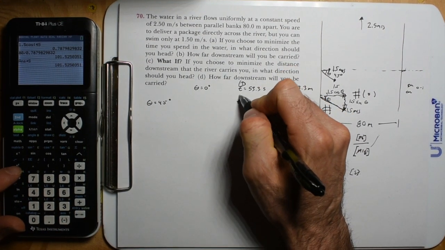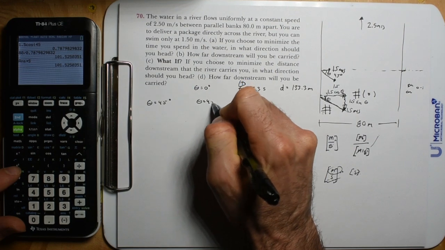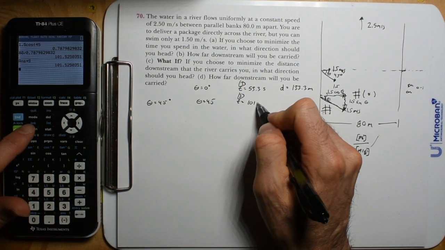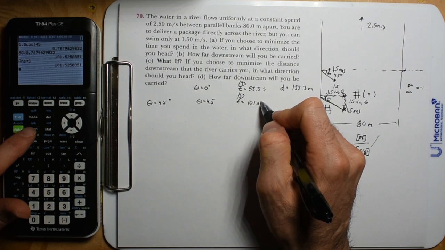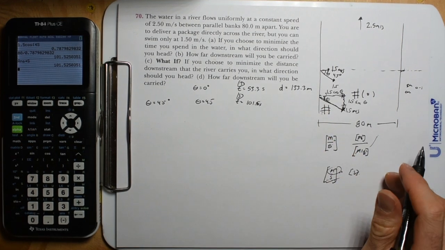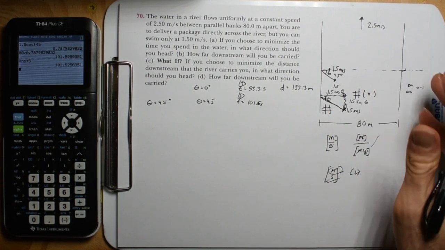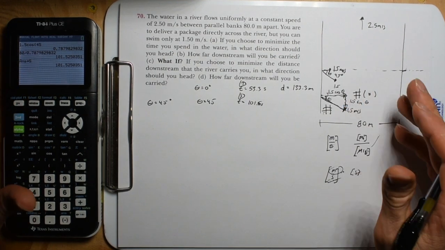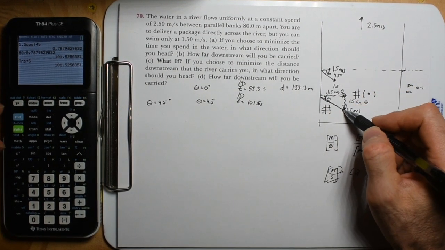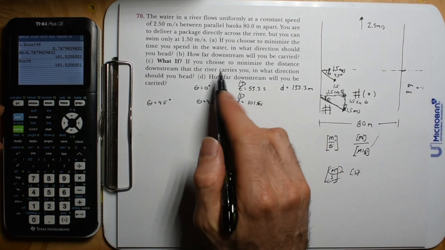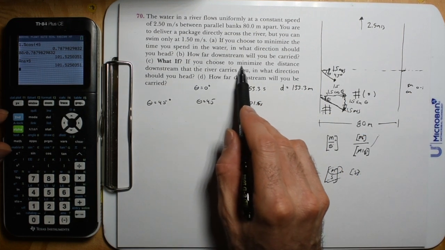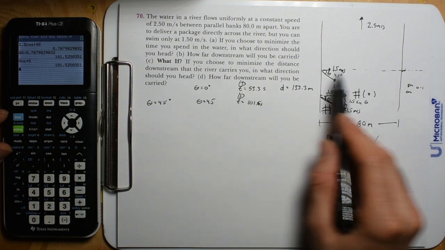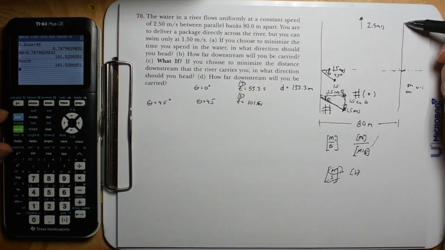So our new time, alpha s, for theta equals 45 degrees, is 101.5 seconds. Holy, that wasn't very good. Well, we're going to be in the water for 101 seconds. We're going to be in the water longer, but that's not what it says. It says choose the angle to minimize the distance that we're getting carried downstream.